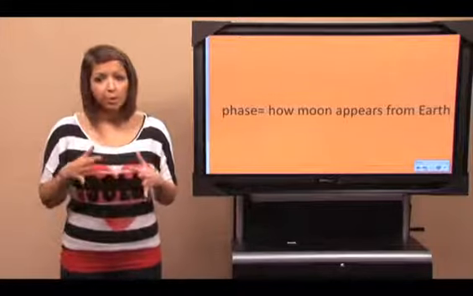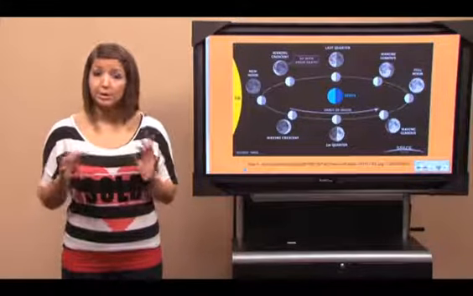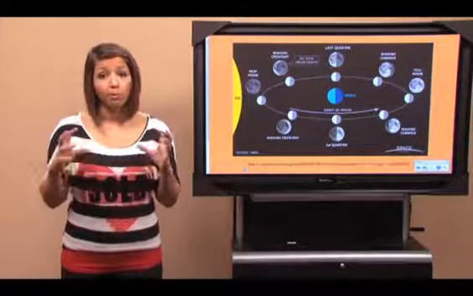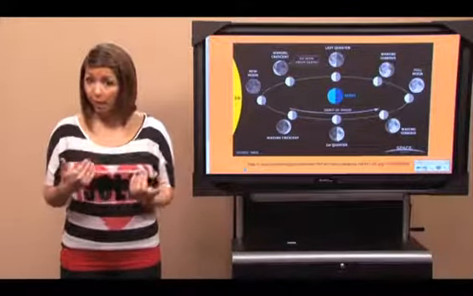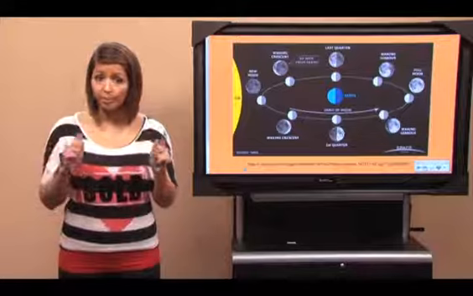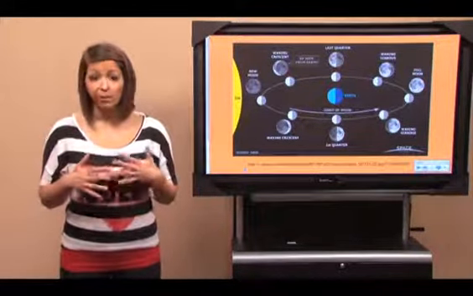So something real important to know about the moon is that it doesn't make its own light. Instead, the moon acts like a big white mirror reflecting the sun's light rays. As the moon revolves around us, it reflects the sun's rays back at different angles. This is what causes the different phases of the moon.